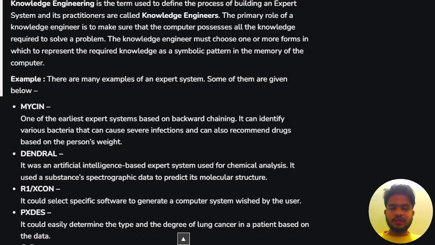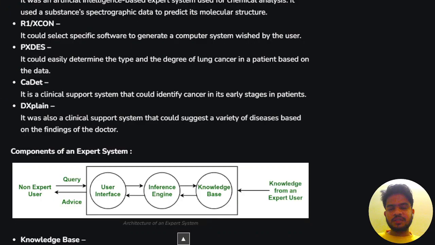Next one is R1/XCON. It could select specific software to generate a computer system wished by the user. Next one is TXDES. It could easily determine the type and the degree of lung cancer in a patient based on the data. Next one is CADET. It is a clinical support system that could identify cancer in its early stages in patients. Next one is DXplain. It was also a clinical support system that could suggest a variety of diseases based on the findings of the doctor.